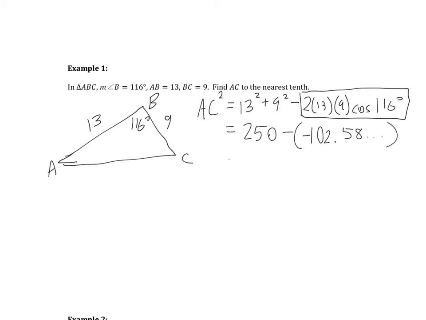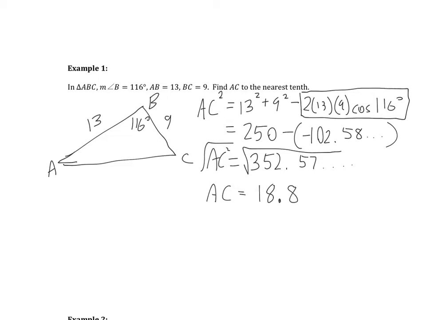So when I get to this next step, I get 352.57... and I'm going to take the square root of both sides to find AC. When I do that, it tells me that this side of the triangle is 18.8 when I round it to the nearest tenth. Now, that's helpful. We don't have to do a lot of right triangle things anymore. So let's take a look at another example.